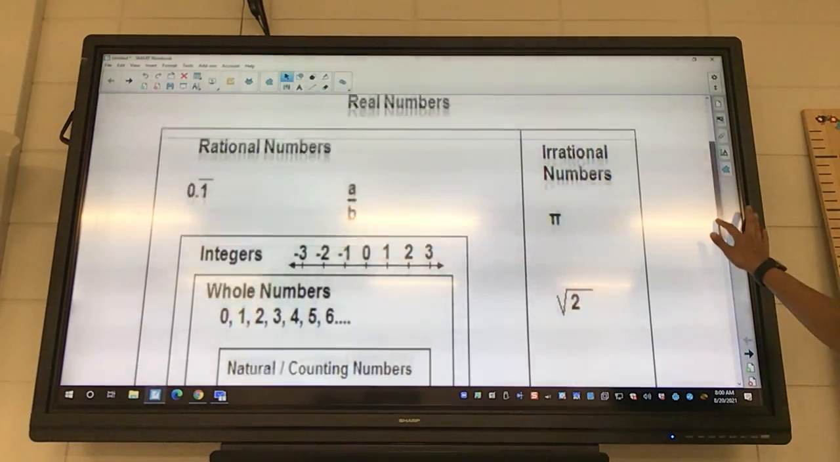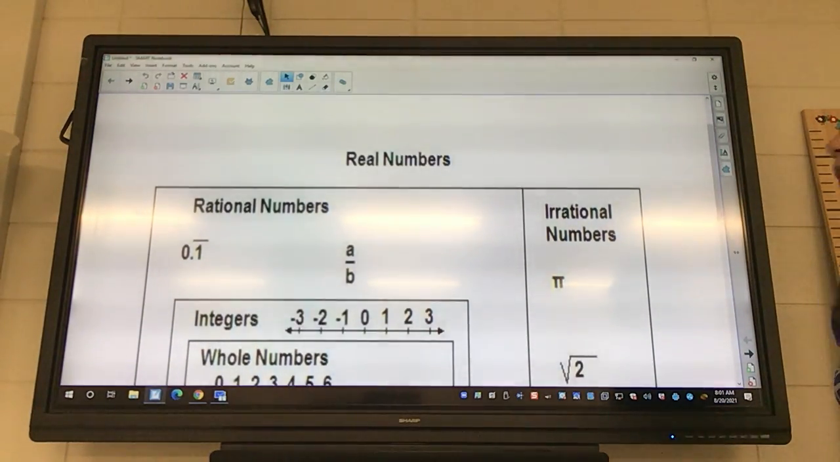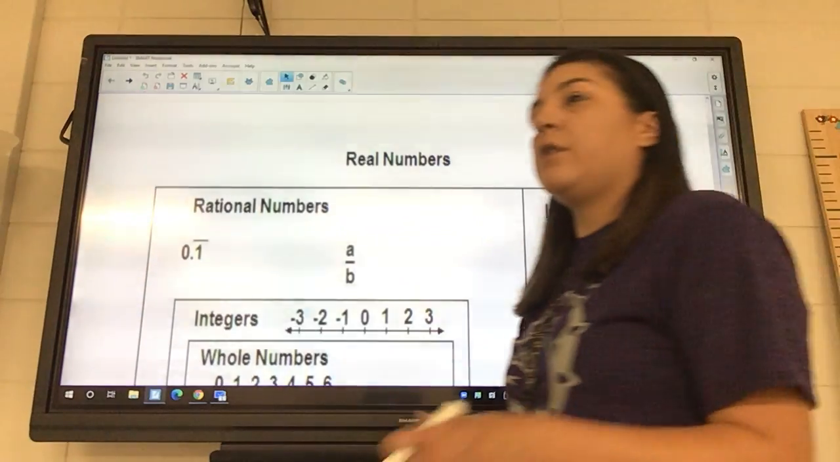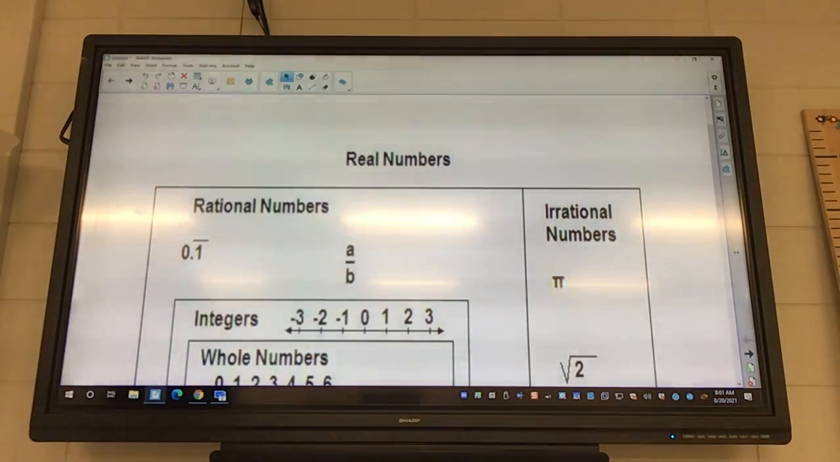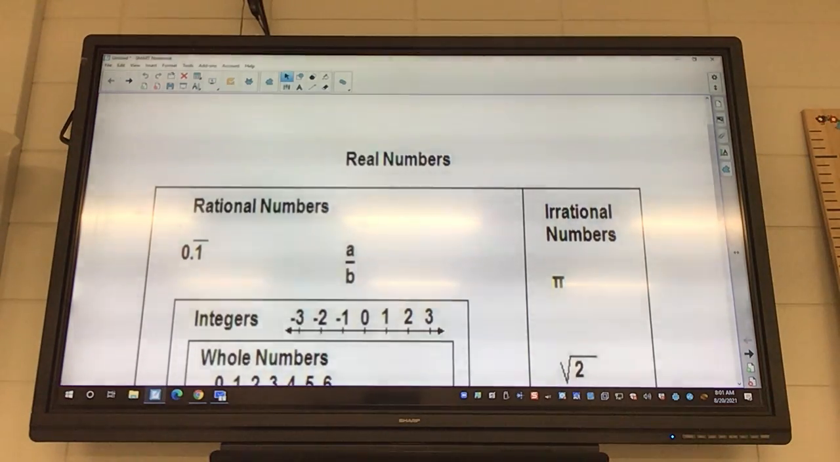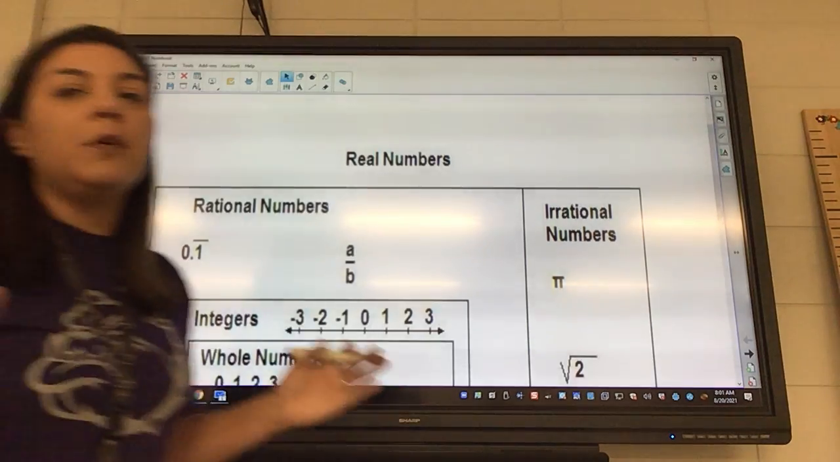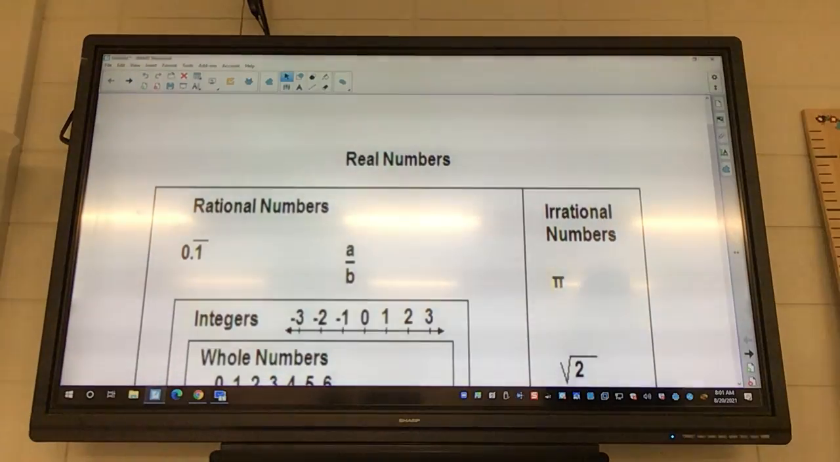So all numbers are real numbers. Once you get the hang of the chart, it's super easy. All numbers are real numbers. So it does not matter if you're talking about pi or 24 or 1/2, all numbers, or -14. All numbers are real numbers.